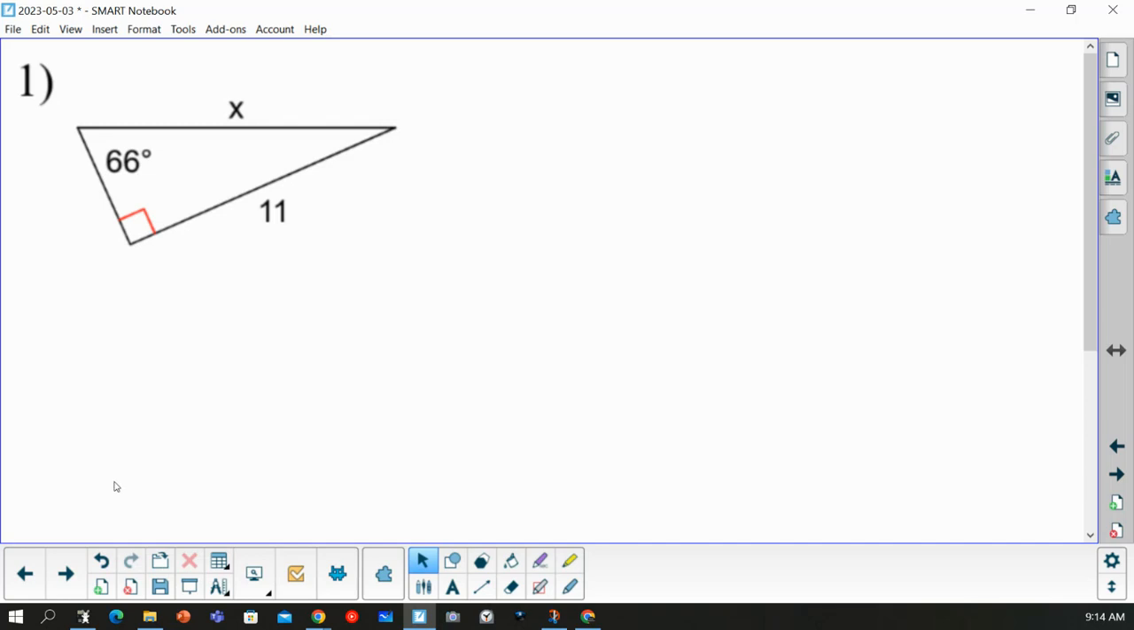All right, let's try number 1 on our worksheet. If you got this wrong, hopefully this video will help. I'm going to identify this angle right here. We have an angle. This angle is given to us.